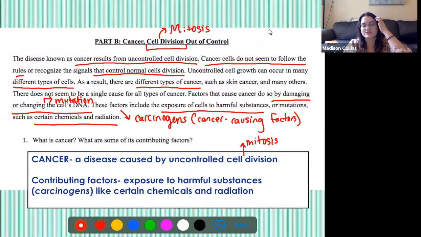And some contributing factors are exposure to harmful substances that we call carcinogens, like different chemicals and radiation. So there are a lot of carcinogens. In fact, you can Google the word carcinogens and see a lot of research being done to figure out what exactly does cause cancer. Right now, there really is no one pinpointed reason, but there are a lot of different factors and carcinogens that can cause this to happen. So take care of yourself, be safe, guys, because cancer is really scary and affects a lot of different people.